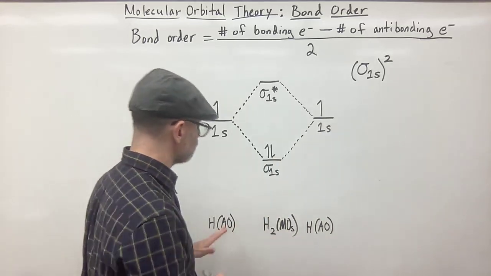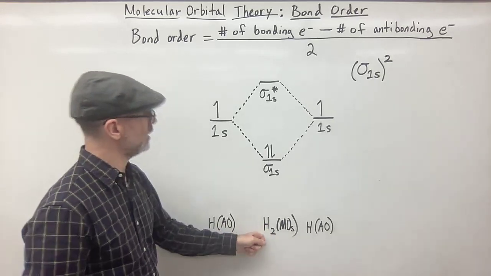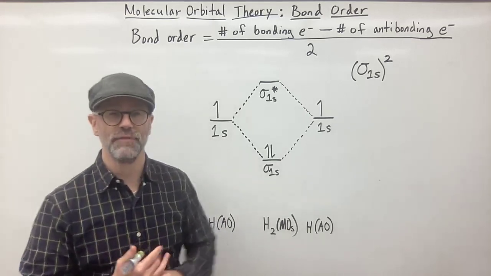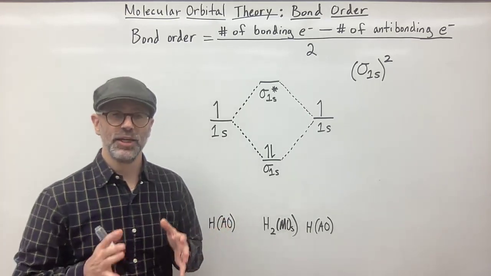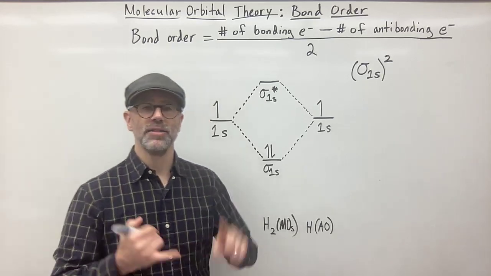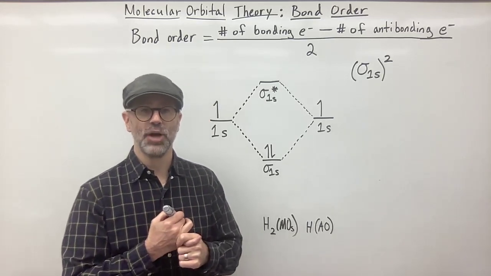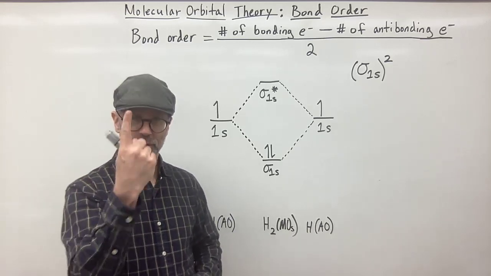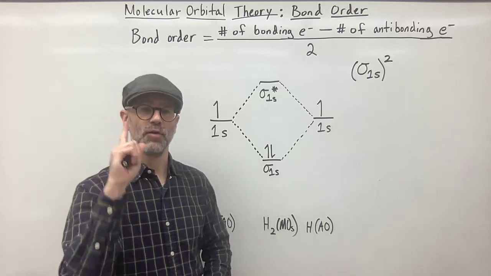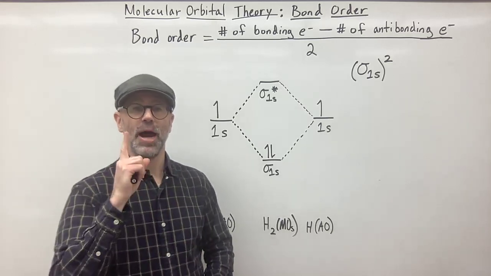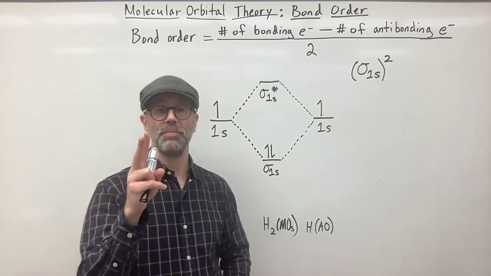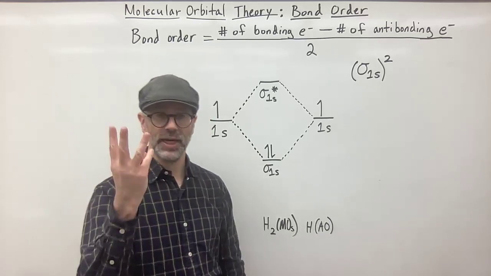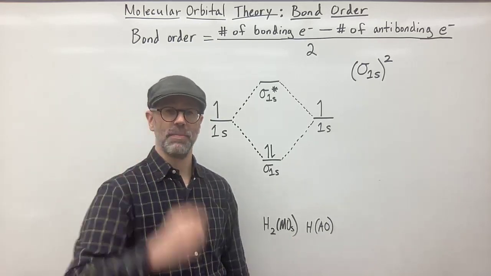Okay, now we can calculate the bond order. When we're talking about Lewis dot structures or valence bond theory, the way you calculated bond order was you counted the number of electron pairs shared between the two atoms. If you had one electron pair, which means two electrons, that was a bond order of 1. If you had 2 electron pairs or 4 electrons, that would be a bond order of 2. If you had 3 electron pairs or 6 electrons, that would be a bond order of 3.